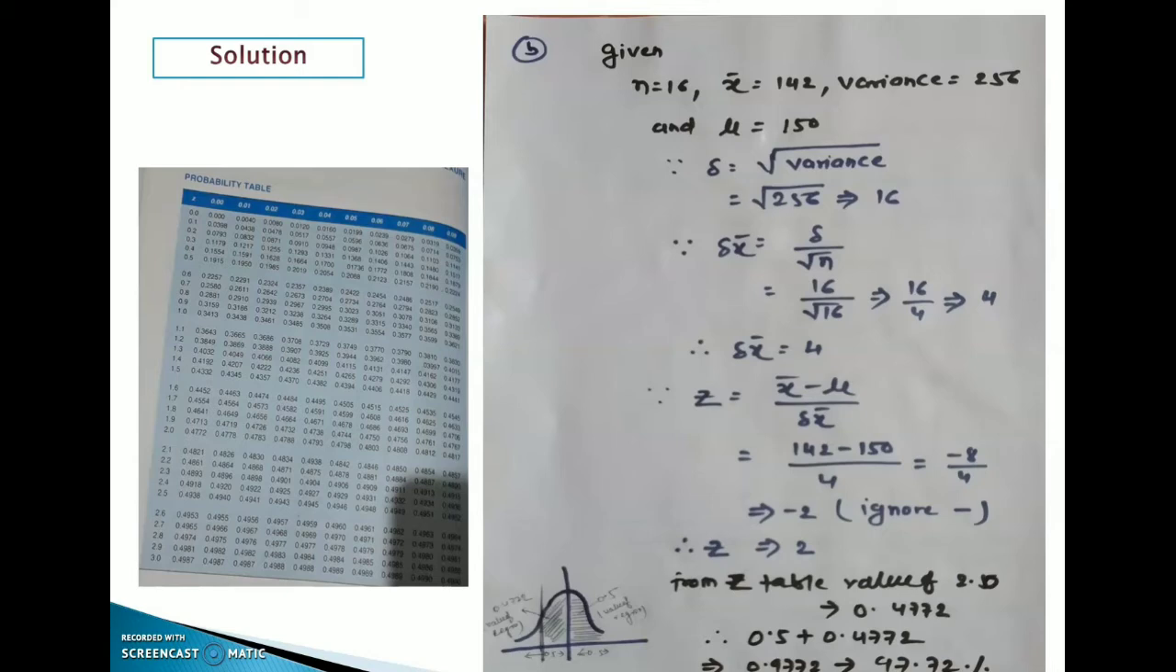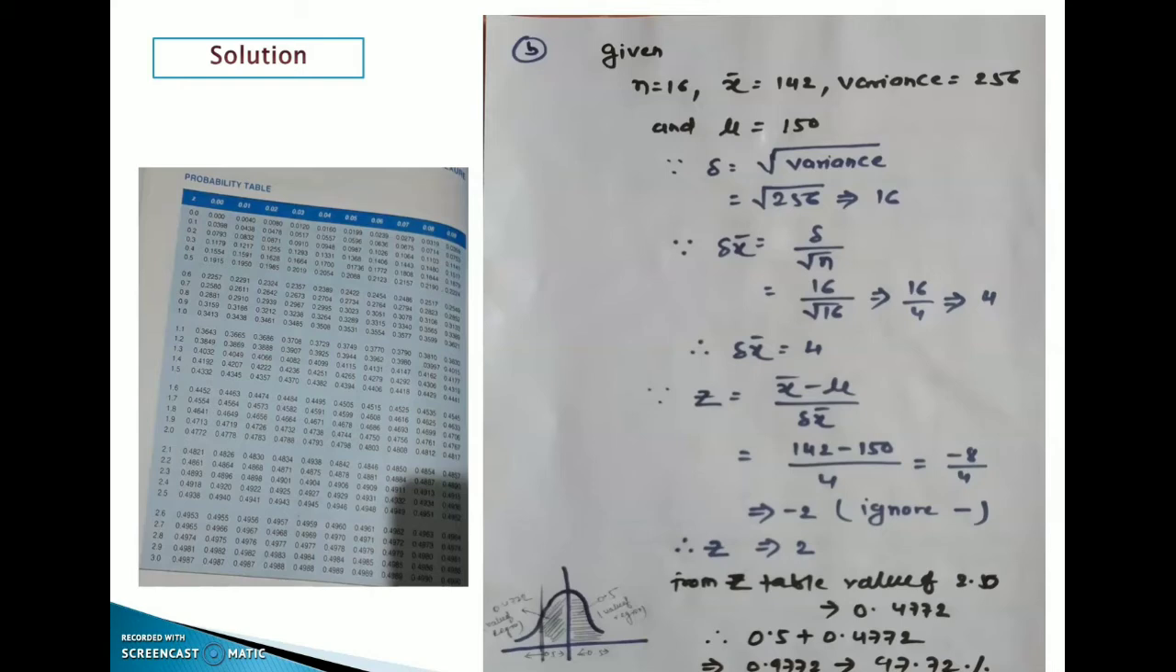And we also have one formula, z is equal to x bar minus mu divided by sigma x bar. Here x bar is 142, mu is 150, and sigma x bar is 4.